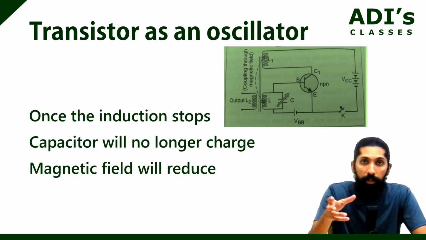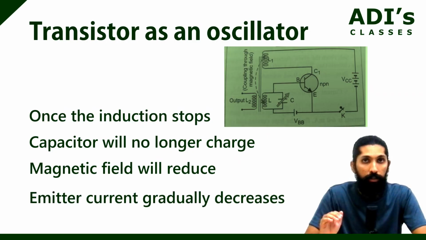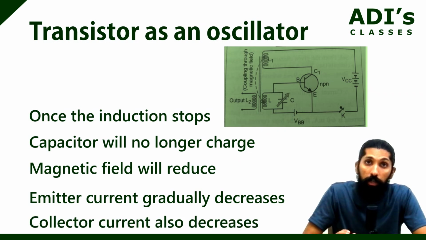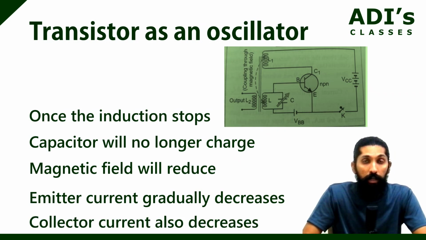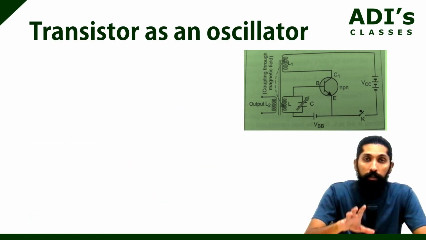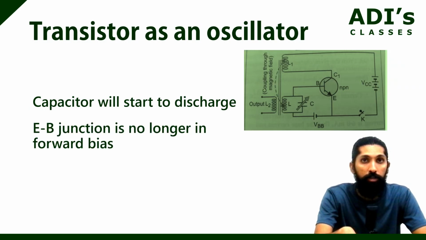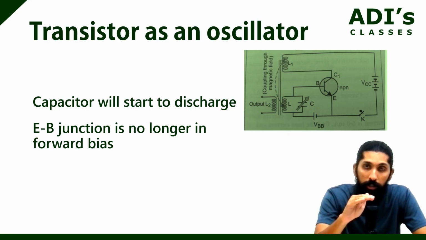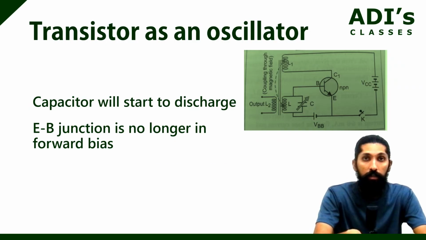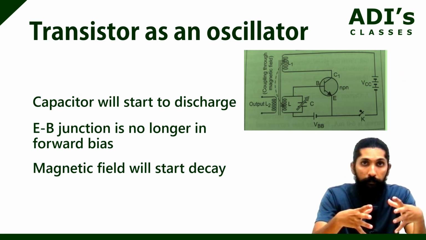As it starts to reduce, the emitter current will start to decrease. Gradually it starts to decrease, correct? So the collector current will also start to decrease. And once that starts to decrease, what's going to happen? The capacitor will start to discharge, correct? That means the emitter-base junction is no longer under forward biasing. That gradually changes. As that gradually keeps on decreasing, the magnetic field lines will start to decay, or collapse.